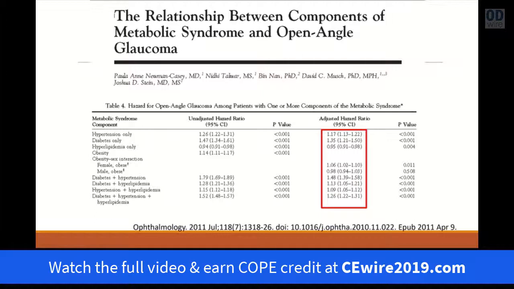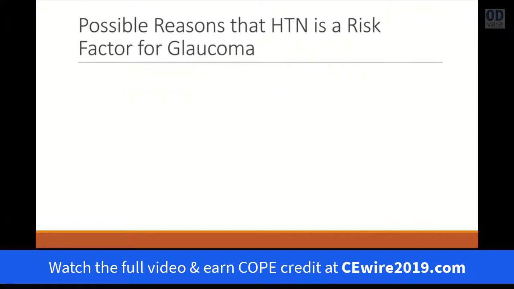So there's an adjusted hazard ratio for the components of metabolic syndrome: hypertension, diabetes, hyperlipidemia, and central obesity. And we see that in this group, there was a 17% increase in the prevalence of open-angle glaucoma in patients who had hypertension alone. We are going to return to this paper, as I say, as we go forward.